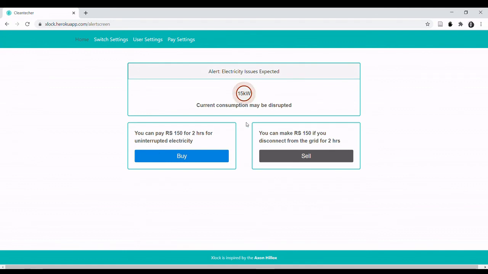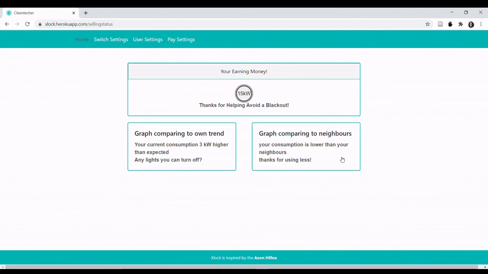At this time, these customers can choose to either buy consumption from another person, meaning they would pay somebody else to turn their electricity off from the main grid and relieve that power supply back into the grid, or they can choose to turn their own supply off and be compensated for their inconvenience by another individual.